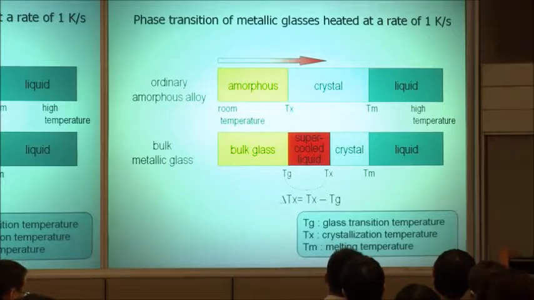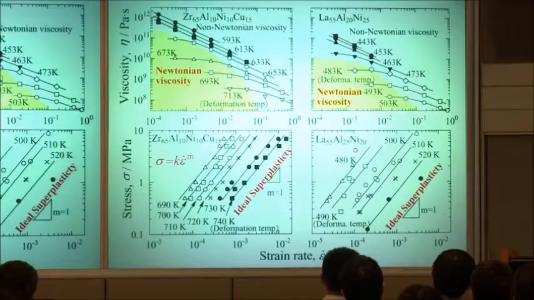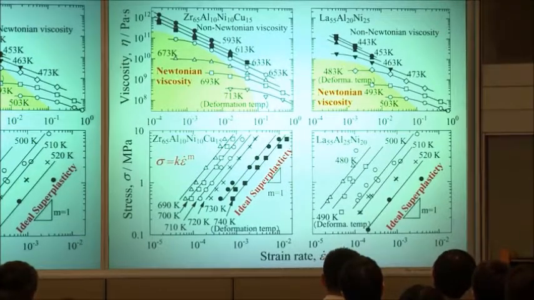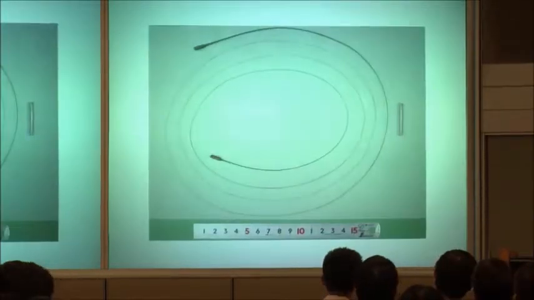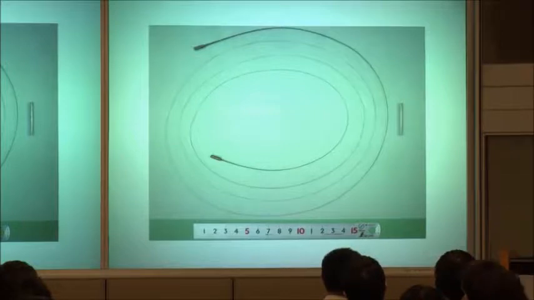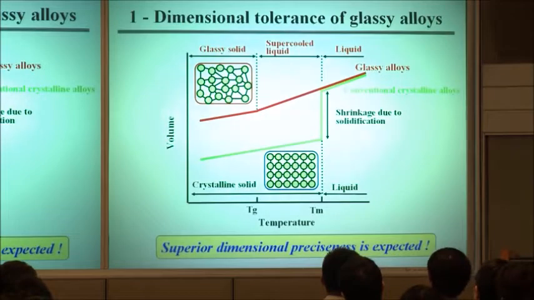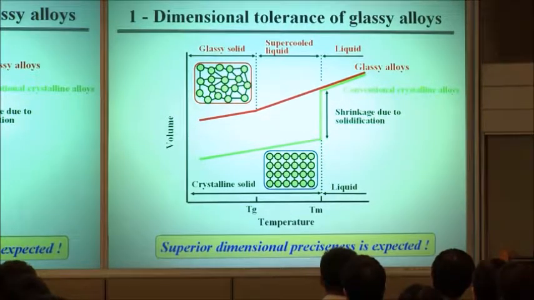As you know, the glassy alloy shows a glass transition and a supercooled liquid region. In this supercooled liquid region, we obtain Newtonian viscosity as well as ideal superplasticity. Therefore, we can get very large tensile elongations, in this case more than 10,000%.